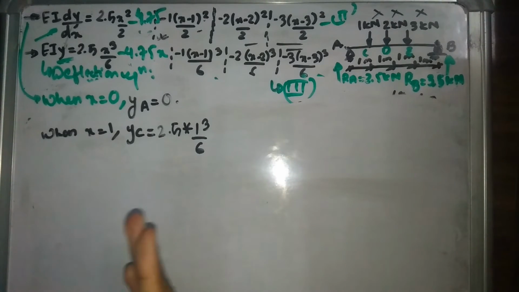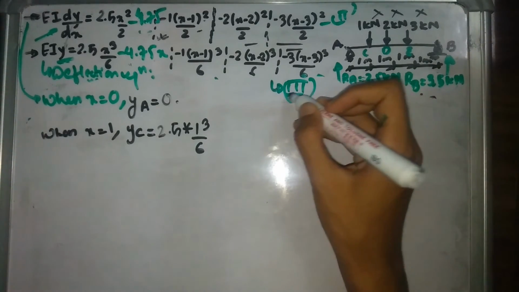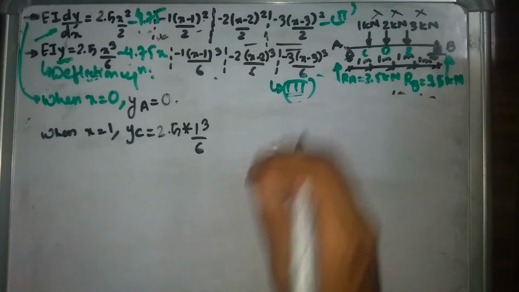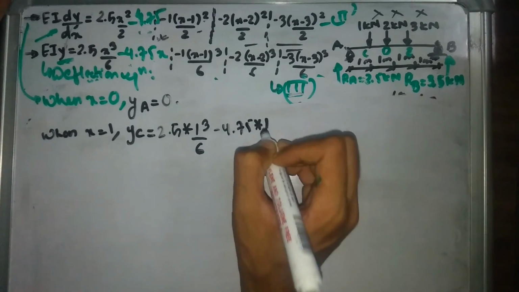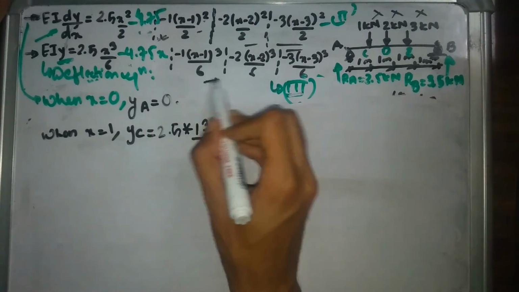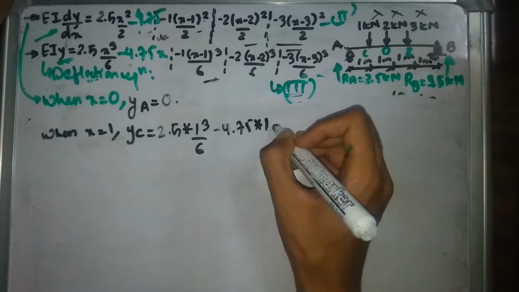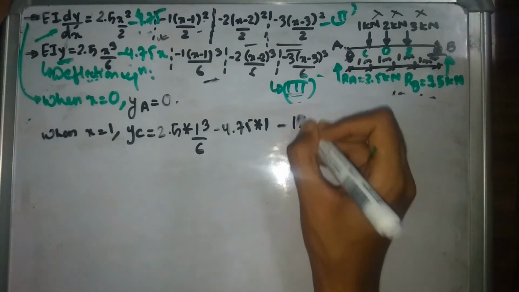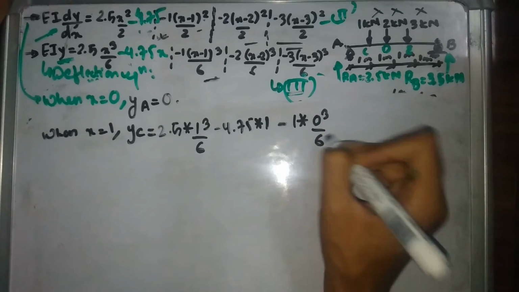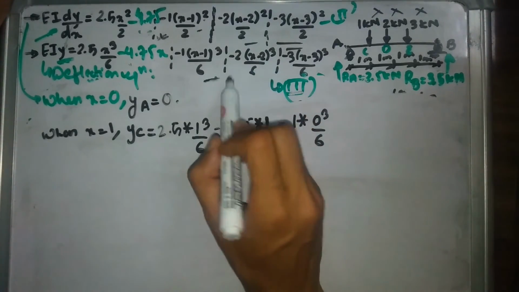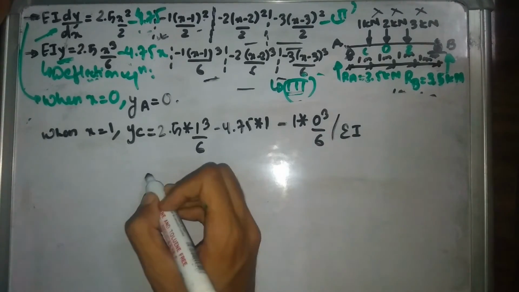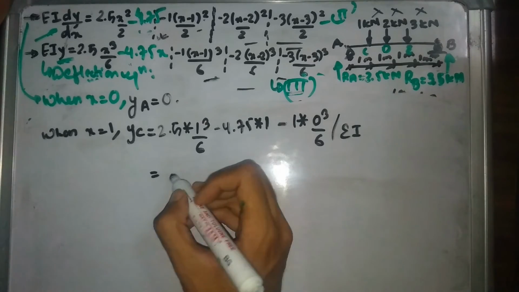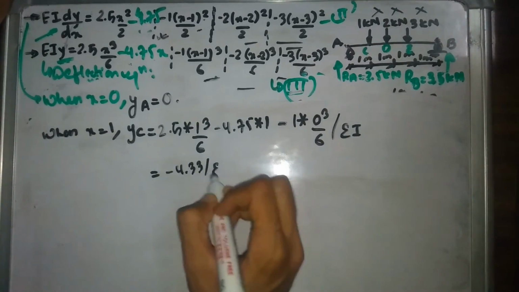If you have understood how we calculated our slope at different points, it's just the same, but we are using equation 3 this time. So yC will be equal to 2.5 into 1 cubed by 6 minus 4.75 into 1. When x equals 1 meter, we are going to move up to here, and all the later terms are going to be ignored, since 1 minus 1 is 0 cubed divided by 6. So these terms are going to be ignored. Then we divide by EI, and we get our value as minus 4.33 divided by EI.